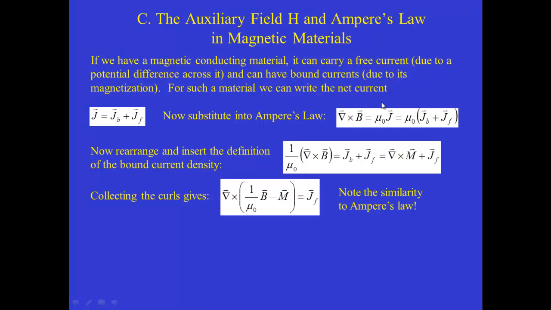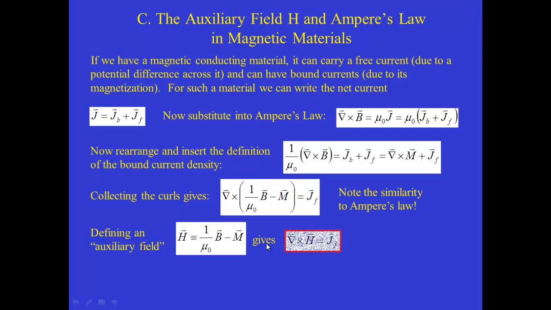There's the curl of some vector quantity which is equal to something that involves a current density. Only now what we have is the curl of the whole term in parentheses equal to the free current density. And so this motivates the definition of this auxiliary quantity that we call H. So H we'll define to be the term that's inside the parentheses. H is equal to 1 over mu naught B minus M. And what this allows us to do then is write a slightly different version of Ampere's law in terms of H. So the curl of H is just J free.